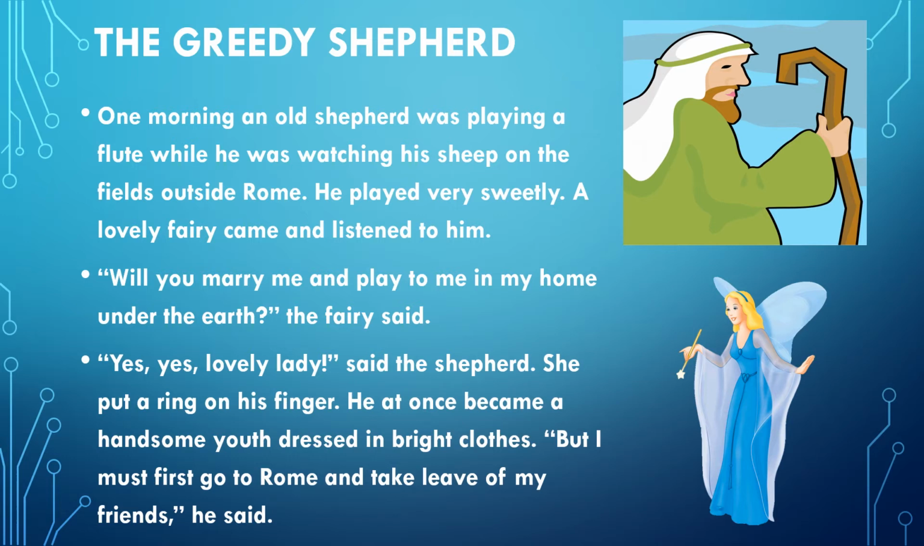He said he would definitely marry her. So the fairy put a ring on his finger, and at once the old ugly shepherd became a very handsome and young youth. He became a young man, and he was wearing lovely bright clothes. But the shepherd told the fairy that he had to go to Rome and he had to take leave of his friends, which means he wanted to bid goodbye to all his friends.